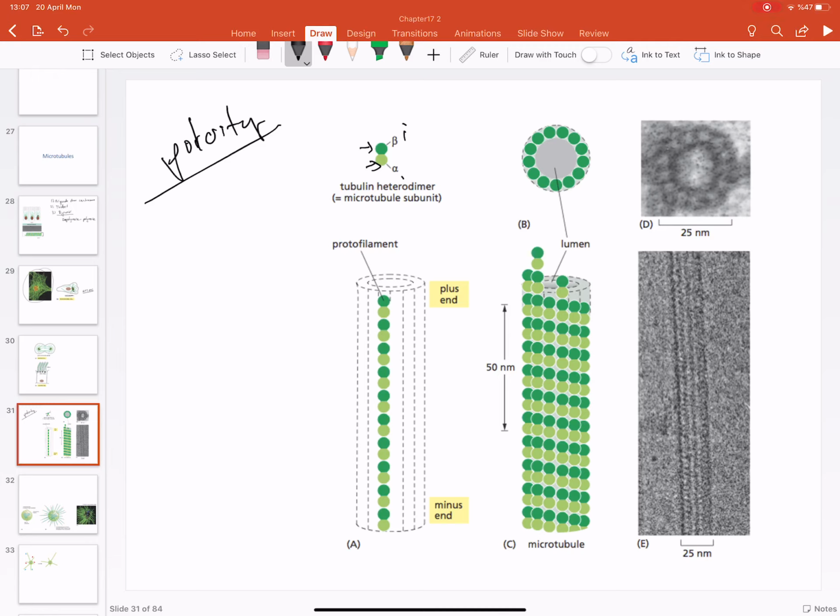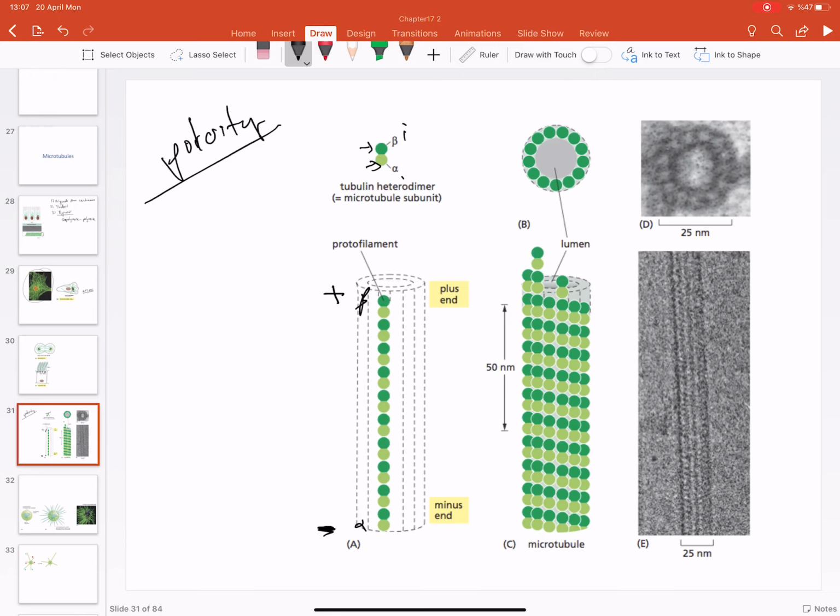Now here, where the beta faces is called the plus end. Where the alpha faces is called the minus end. Again, this minus and plus has nothing to do with electrical charge. It is totally unrelated. It's about the growth. The plus end grows faster. That's it. It's the biological term.